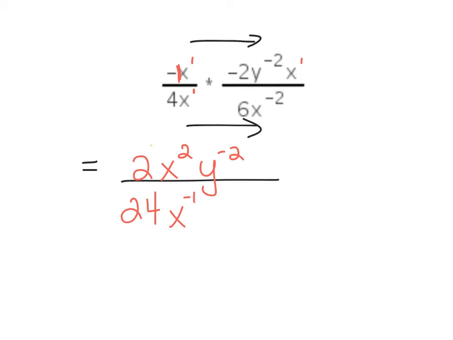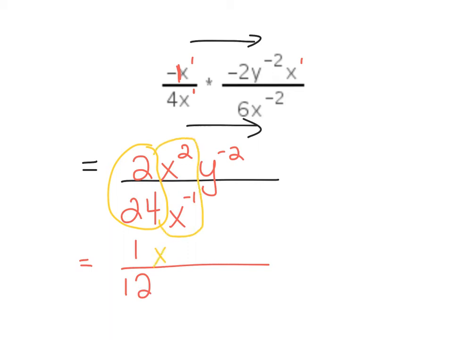Now, I'm going to start simplifying parts that are like. So 2/24 reduces to 1/12. The x to the second divided by x to the -1st means keep your base and take your top exponent minus the bottom. 2 minus -1 would be 3, so it's x to the third. And that y to the -2nd has a negative exponent, so it would move to the bottom to become y to the second on the bottom. Now it is simplified because I have no more like bases and all my exponents are positive.